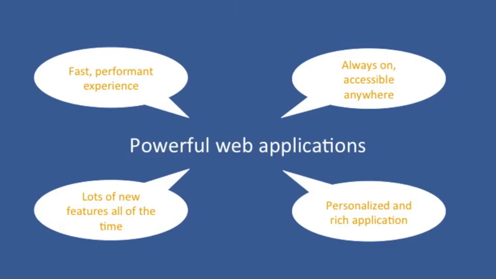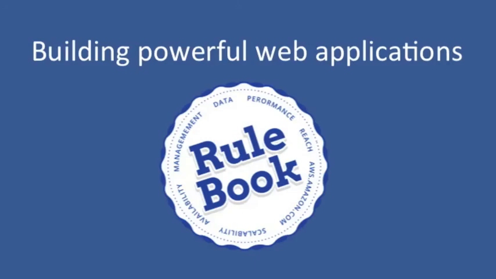So satisfying those four needs is what I will try and describe a set of rules around for you today as a reference material, so that you can maybe take some of those rules and implement them in your own web applications. So how do we do that? Building powerful web applications, a rule book.